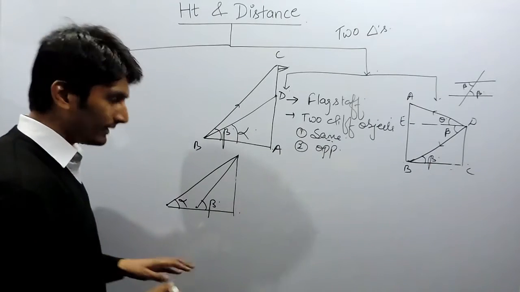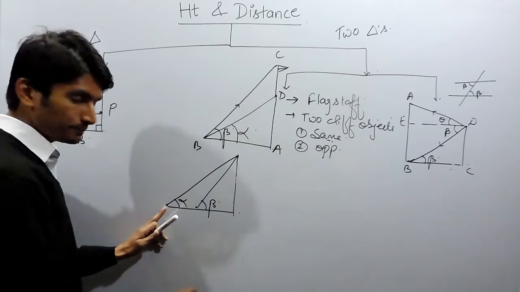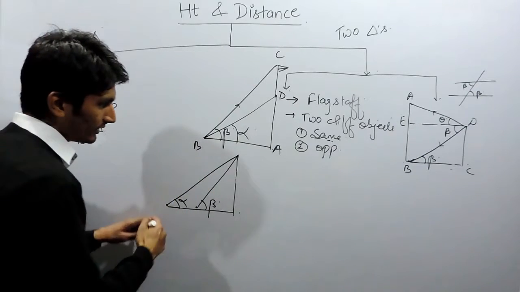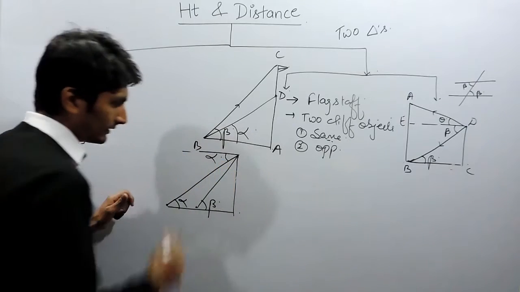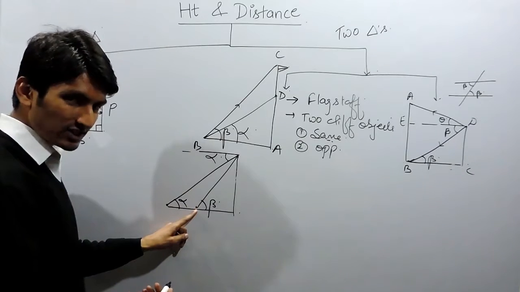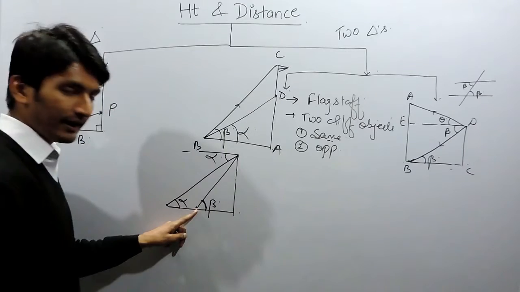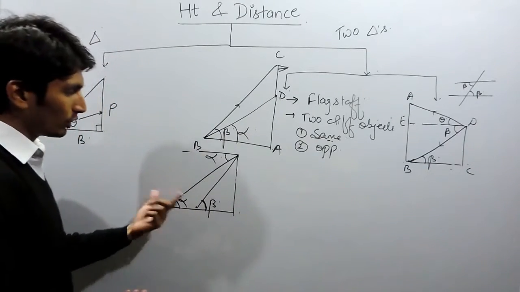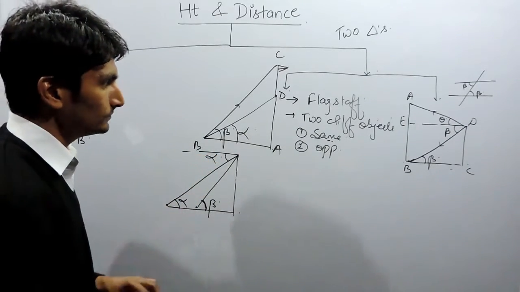Or this question can be like this: you are standing here and a car is here. When you see it, there is an angle theta, which should be the angle of depression. When the car moves some distance, the angle made is beta here. This can be solved in the same way, because we know that the angle of depression and the angle of elevation are always equal.